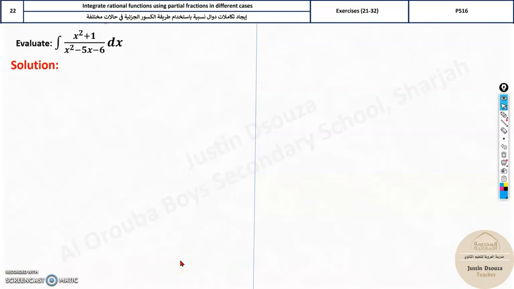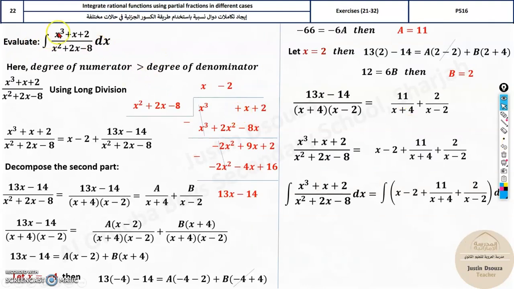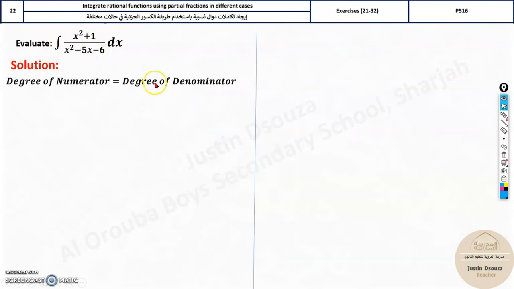I hope you all paused the video and tried to solve it by yourselves. Now we will look into how to solve it. Here, the degrees are the same. In the first problem, the numerator degree was less than the denominator. We split it easily. In the last problem, the numerator degree was greater. But even if it is equal, you need to do division. Over here, you need to do the long division, just like what we had done just now.